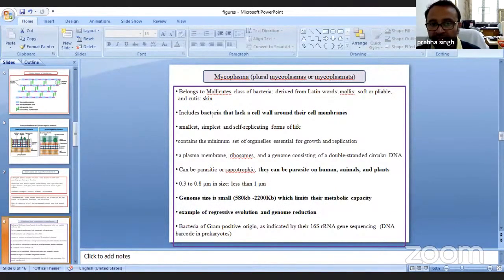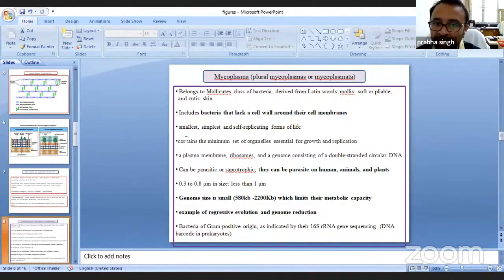So they include bacteria that lack a cell wall around their cell membrane. These are the smallest, simplest, self-replicating forms of life, right? Even smaller than the normal bacteria. They are also bacteria, but different from the bacteria which have the cell wall. They are simple and self-replicating forms of life. They contain a minimum set of organelles essential for growth and replication.